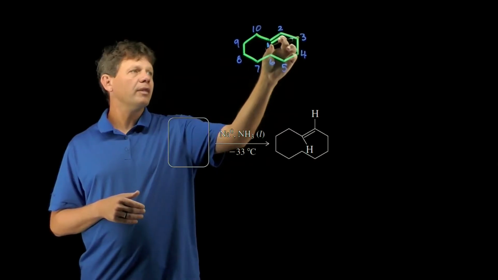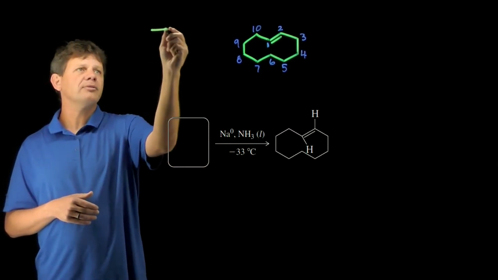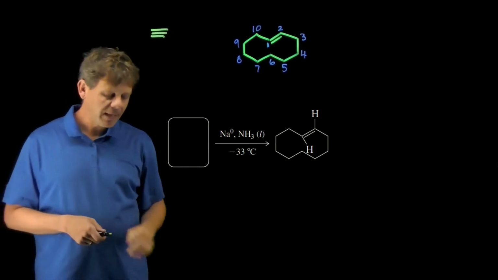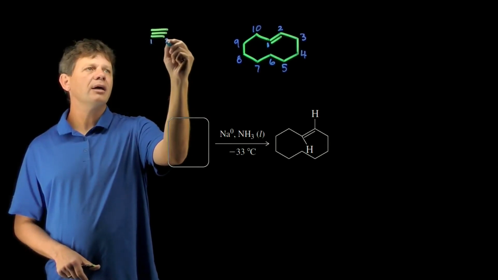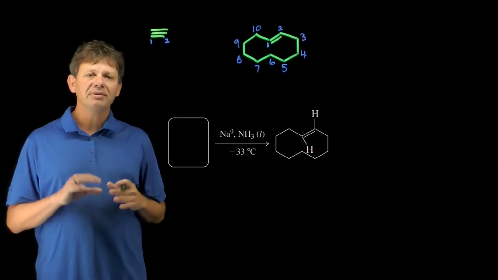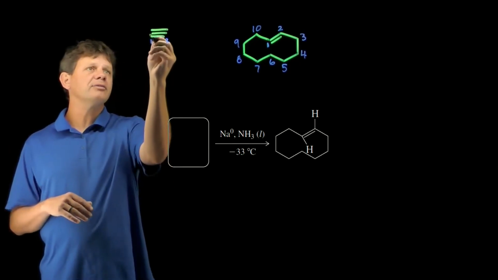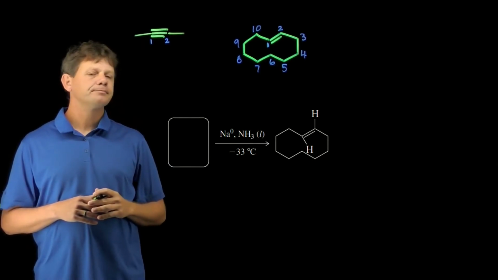These 2 carbons here that are now part of the new alkene are going to be the 2 carbons that are part of the alkyne. And so if we wanted, we could go ahead and label these as carbons 1 and 2. At this point, it becomes as simple as filling in the rest. So this will be carbon 10. This would be carbon 3.